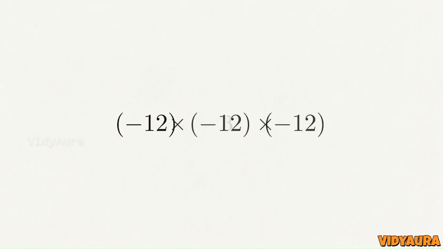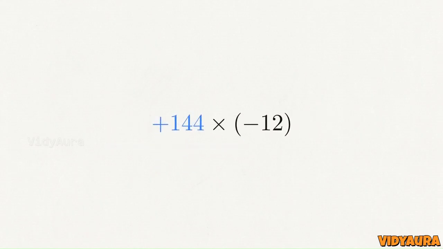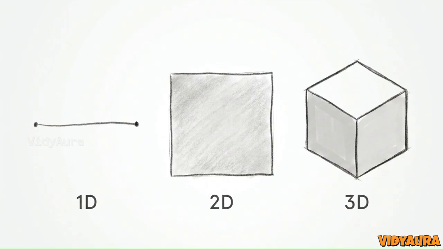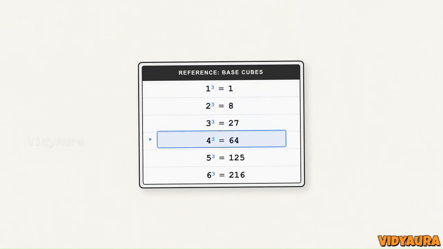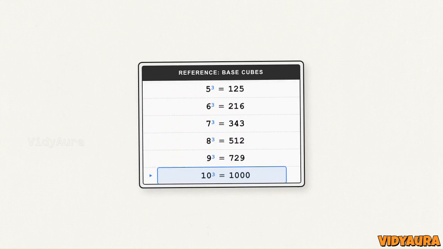Let's evaluate -12 cubed. Following the sign rules, the first 2 -12s multiply to create a positive 144. But multiplying that by the third -12 flips the final product back to -1,728. The dimensions scale up, but the rules remain strict. Tracking your negative signs and memorizing your base cubes are the most reliable ways to master cubic numbers without getting lost in the arithmetic.